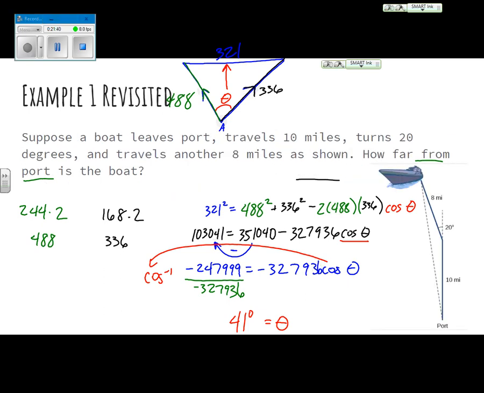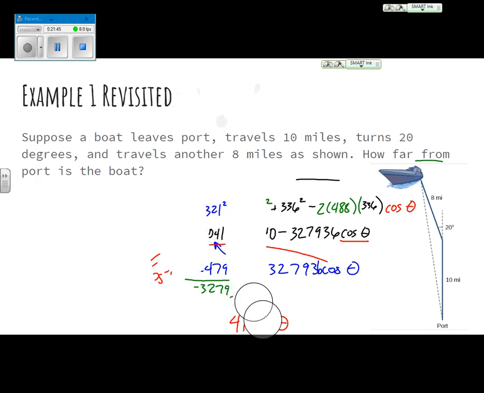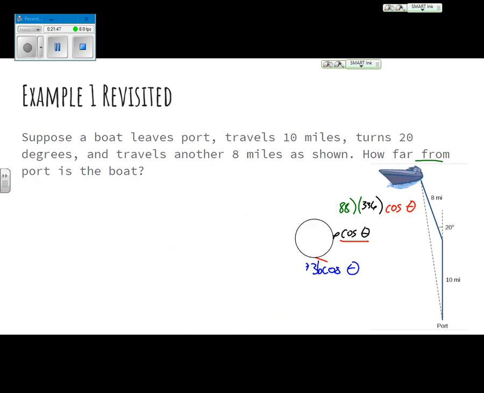Let's go back and revisit that first problem. I'm going to let you handle this one. I've already got the triangle drawn for you. I'll also go back and look at what I did to mess with this a little bit, but let's find out how far the boat is from the port. So hit pause, and we'll work this one separate as well.